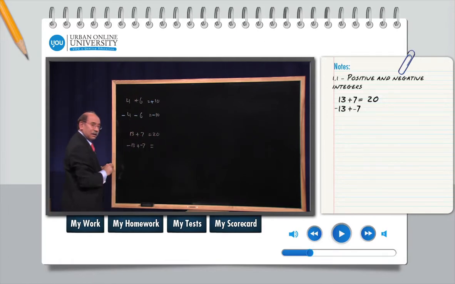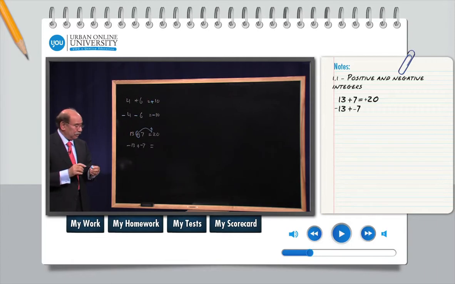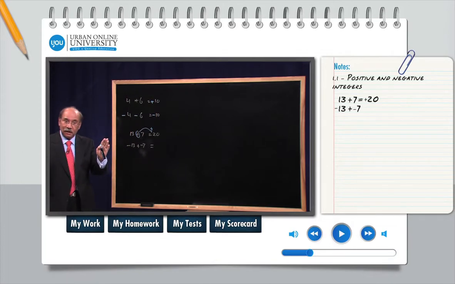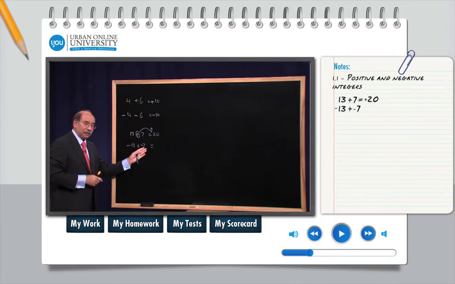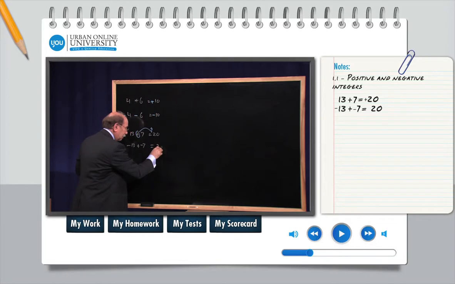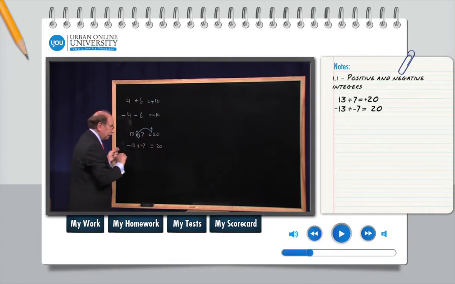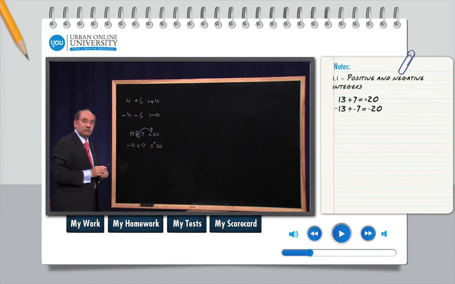Put the sign of either of the numbers. This has a positive sign here, so let's take this positive sign and transfer the sign here. However, when numbers are negative, negative here, negative here, you still do the same thing. You add 13 and 7, and the answer is 20. Because both signs are the same, you take the sign of either 13, which is negative here, or of this one, which is negative here, and you put a sign of negative 20.